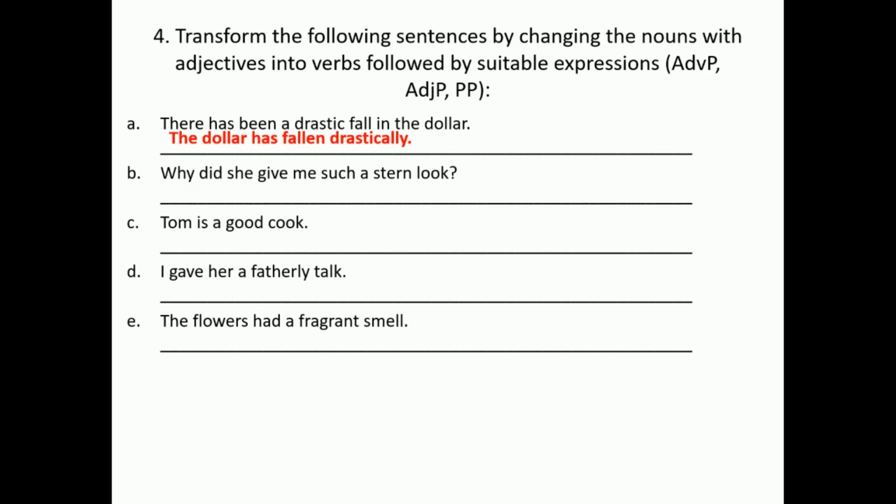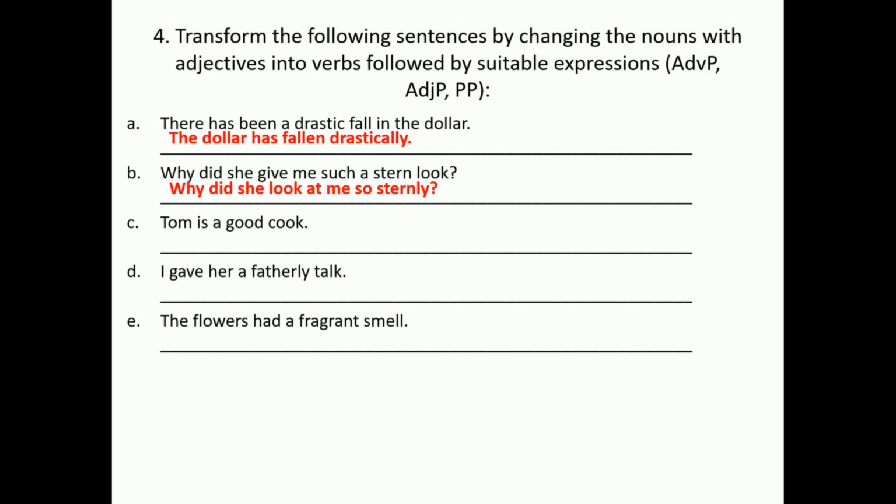Which is weird anyway. Why did she give me such a stern look? Why did she look at me so sternly? Again, you can create sternly, so you write not in a stern way. That would be a mistake, although you could say that maybe in real life, but here in this exercise we focus on checking your word formation skills and distinguishing between adverbs, adjective phrases, and PPs.